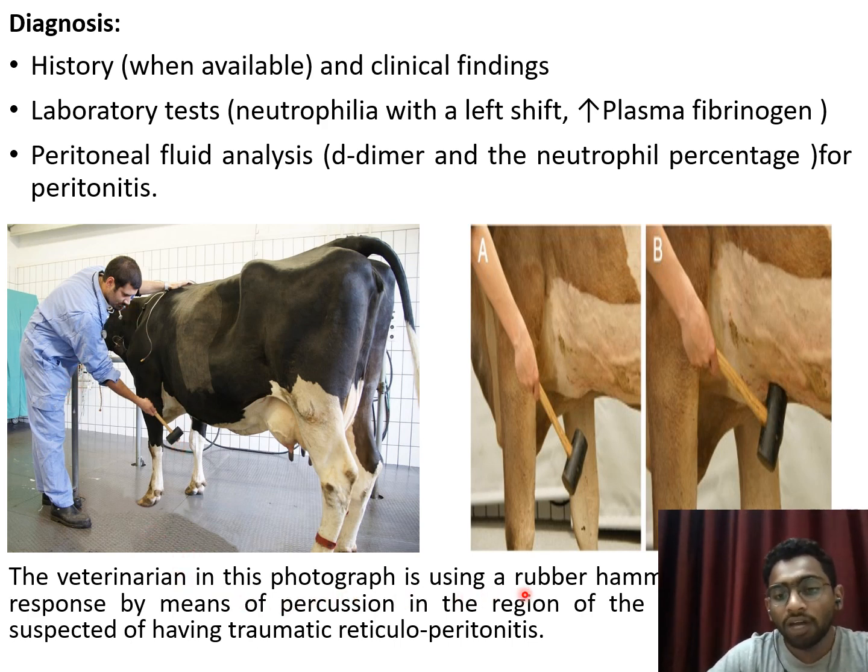The veterinarian in the photograph is using a rubber hammer to elicit a pain response by means of percussion in the region of the reticulum in the cow suspected of having TRP. So when he beats with this rubber hammer on a region, it may be a reticular region or some other region, it may be up to brisket edema or anything, so that will show some symptoms, which will be helpful in the diagnosis of TRP.